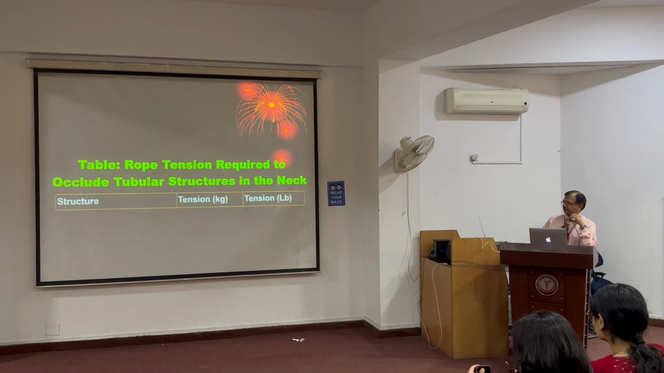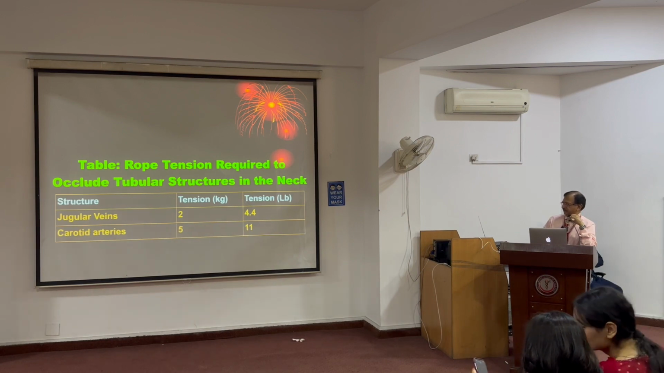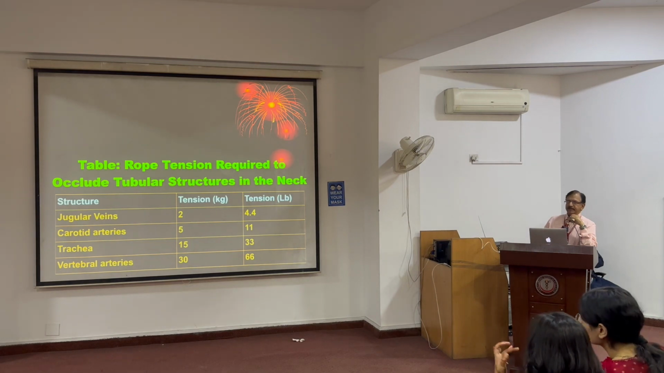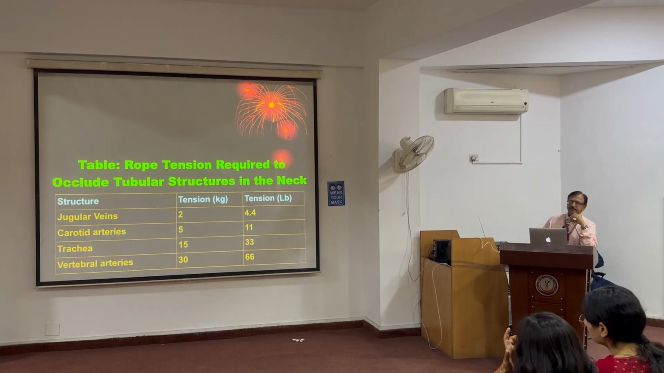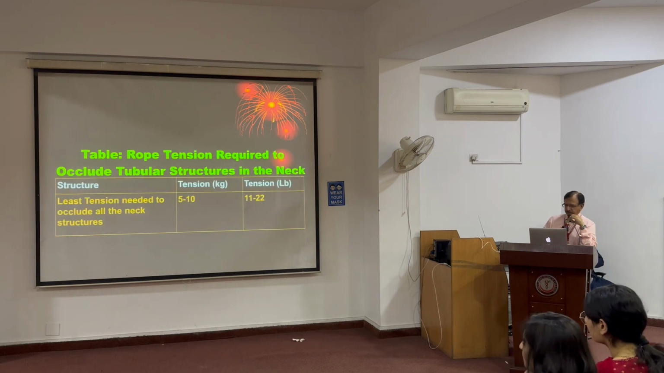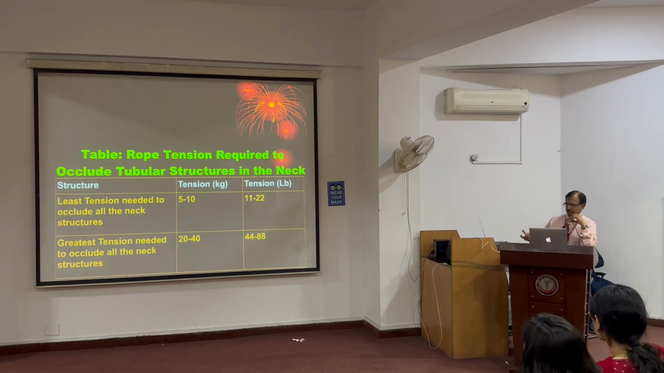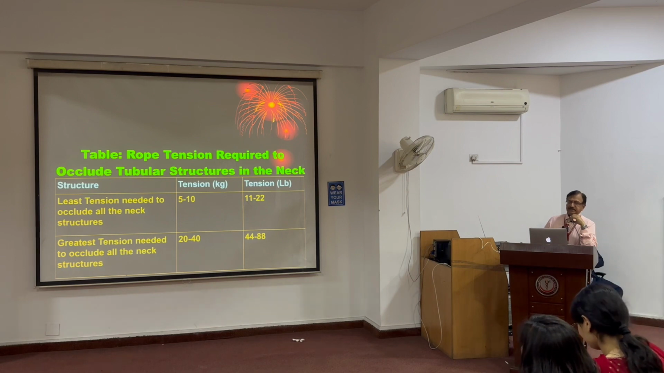Now the amount of tension required in kgs and pounds: for the jugular vein, 2 kg and 4.4 pounds. Similarly for the carotid, the trachea and the vertebral. So this is the amount of tension by the weight which is pulling them. The greatest amount of pressure which will occlude all the structures is approximately 20 to 40 kg.